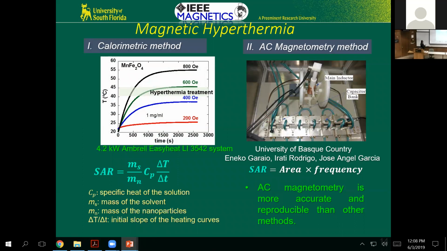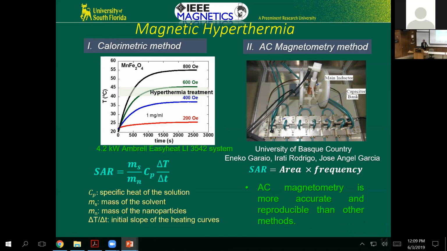In this case, our power supply works at a fixed frequency of 325 kilohertz. Okay, that's the frequency of the power supply. And we can change the AC field amplitude, for example, a few hundred Oersted here. You can see from this, for these particles of this size, the ideal conditions of hyperthermia are met when your field amplitude is about 500 Oersted at this frequency of 325 kilohertz.